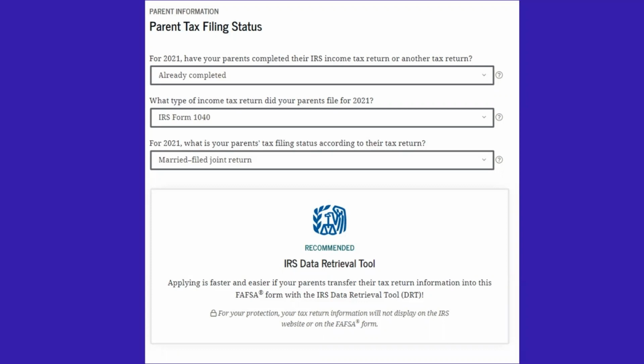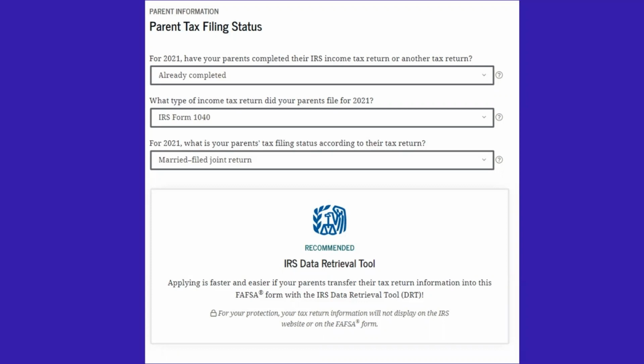These parents have completed the IRS 1040. They filed married joint return. So now is where you can use the IRS data retrieval tool. And this was added a couple years ago. What it does is it identifies the parent by social security number and your FSA ID. And again, you have to have that FSA ID in order to be able to use this retrieval tool. And rather than having you populate the FAFSA, the government will pull your IRS form for 2021, populate your financial aid form, and then it can be submitted to the college.